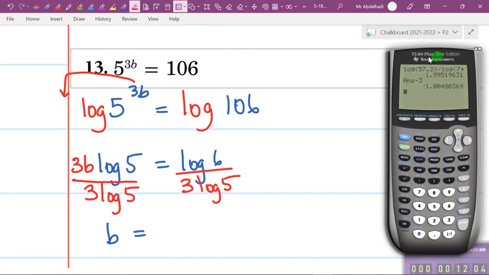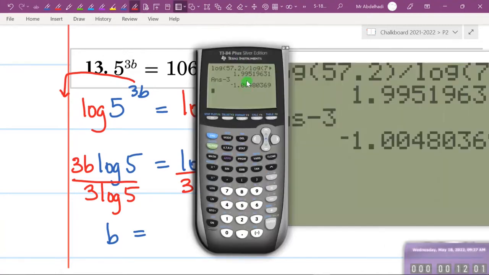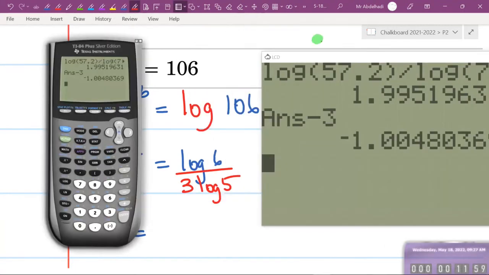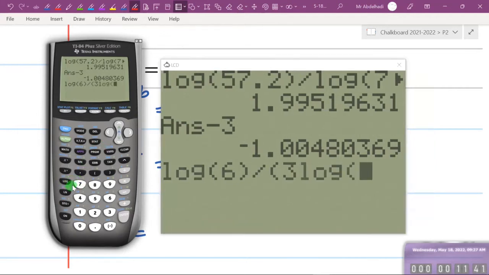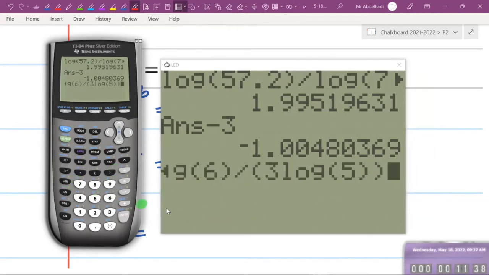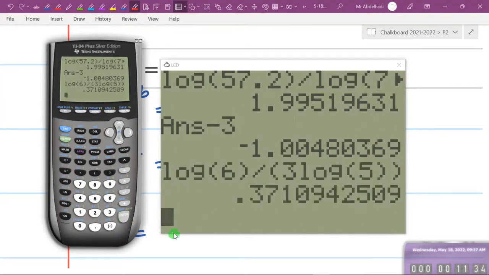So what would that look like in the calculator? I'll get the big screen out here. I want log 6 divided by 3 times log 5. So here's log 6 divided by, and then in parentheses, whenever you have more than one thing inside of a denominator, I like to put parentheses around it, 3, and then log 5, like that. And then close parentheses twice, right? 2 open, 2 close, and that should do the trick. 0.37109, so 0.3711.